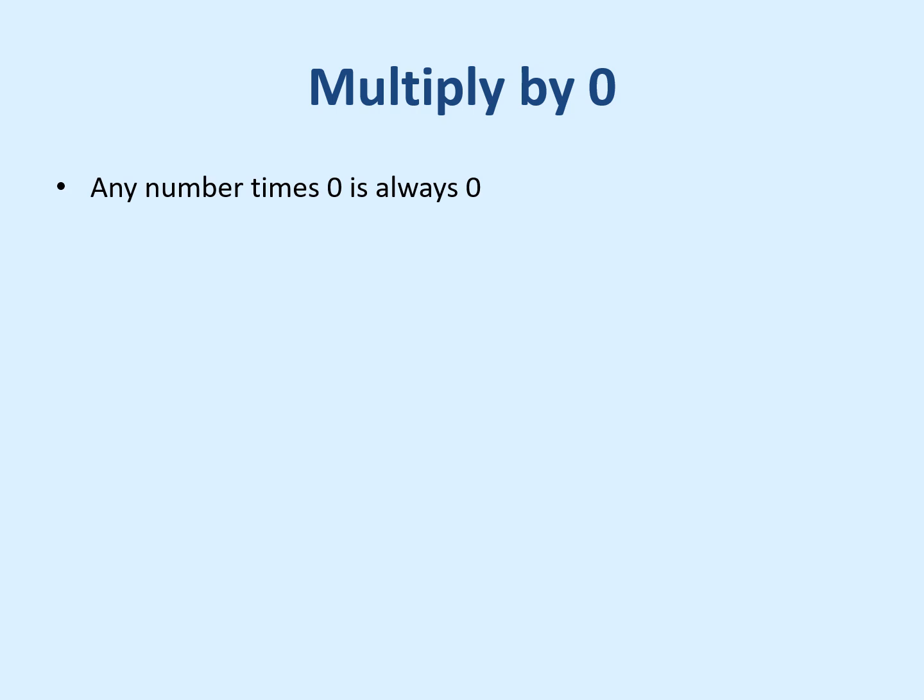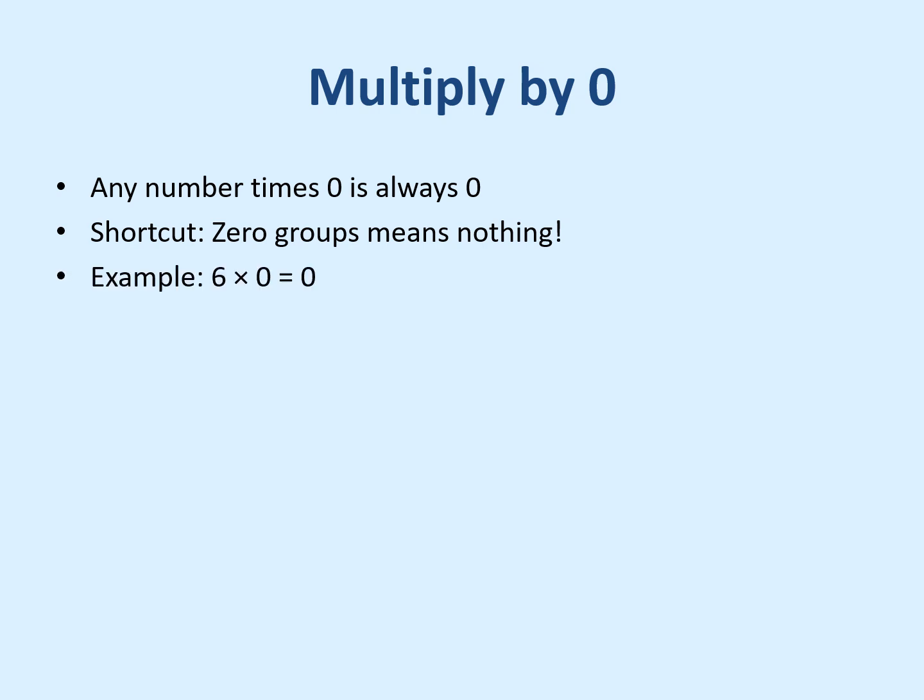Multiplying by 0. Here's a trick. Any number times 0 is always 0, and 0 groups means nothing. For example, 6 times nothing is nothing, 0.